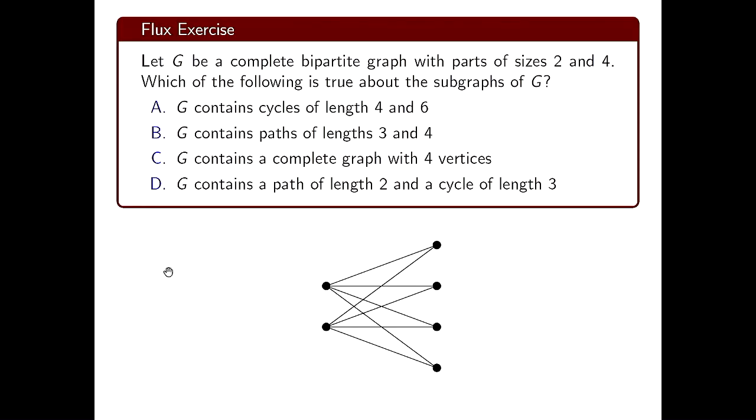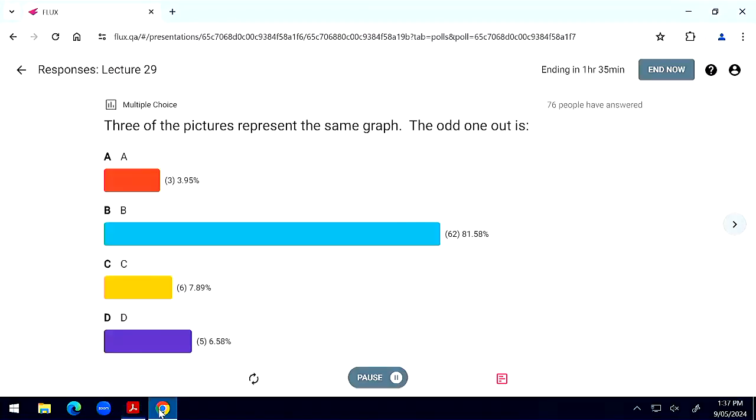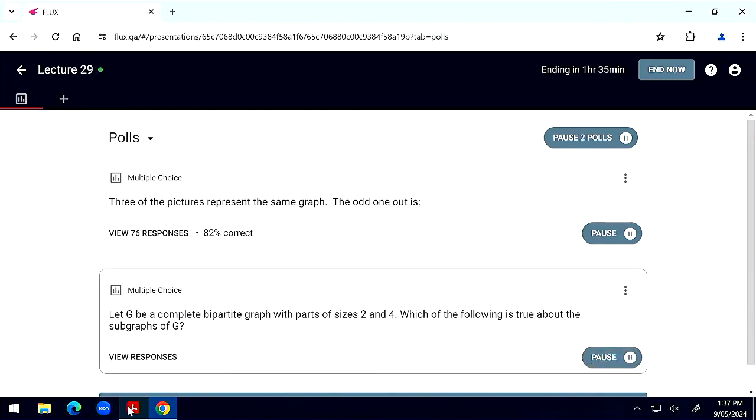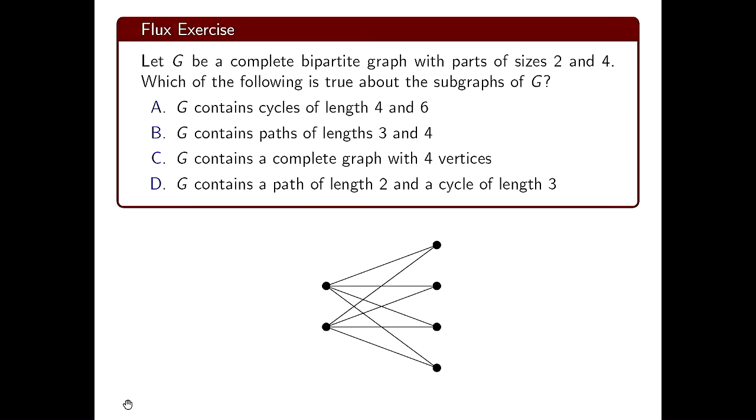So here's a question. I've pictured the graph for you. It says, let G be a complete bipartite graph with parts of size 2 and 4. So here it is. Here's our part of size 2, here's our part of size 4, every possible edge, because it's complete bipartite between the two. Which of these is true about the subgraphs of G? I'll give you a minute to think about that.